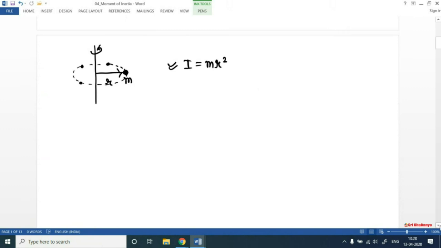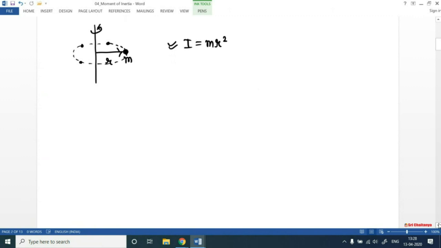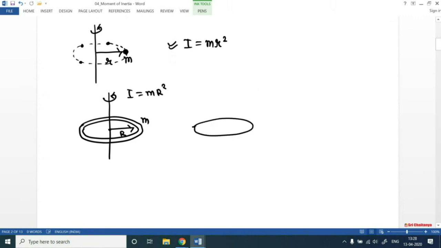Other formulas: let's say we have a ring of radius r and mass m. Its moment of inertia about this axis I is going to be mr square simply. And if it is a uniform disk, its moment of inertia about this axis is going to be equal to mr square by 2.